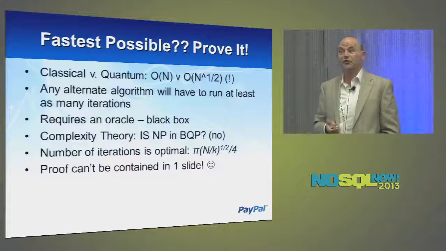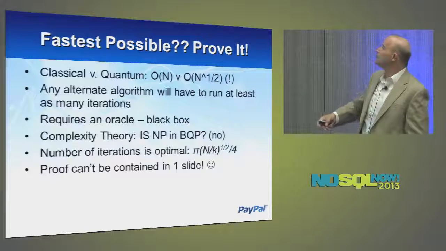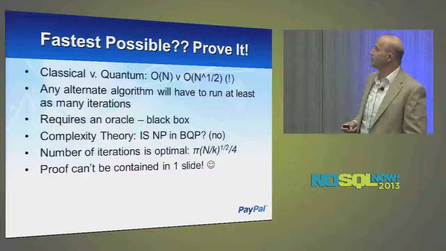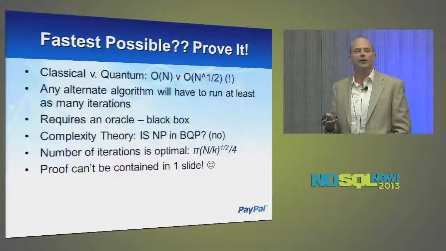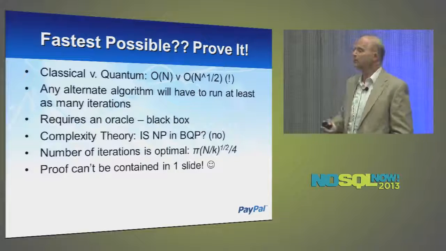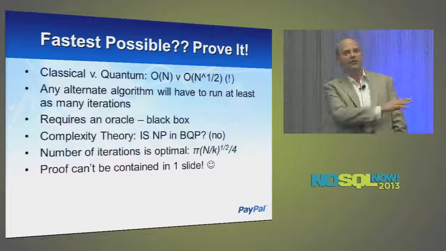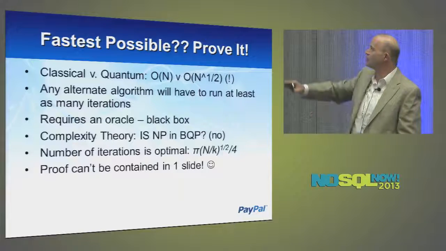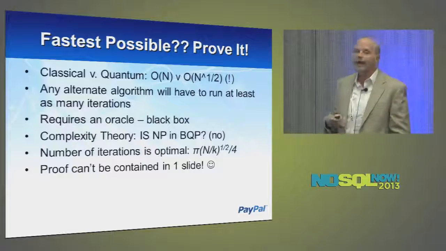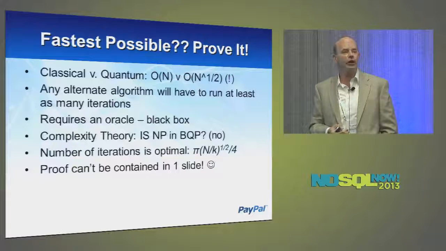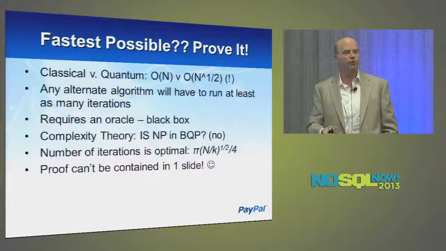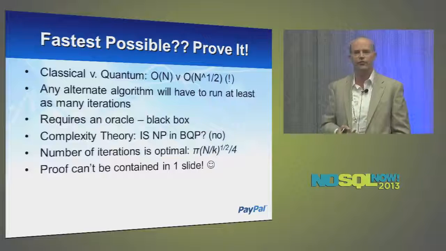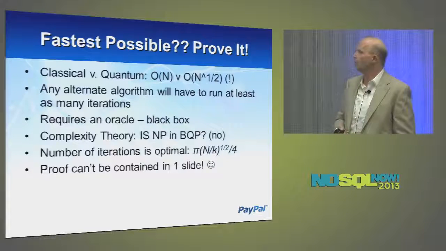It's actually true. That's exactly how it works. So once again, people ask me, so prove it. It's the fastest search, prove it. Well, one slide isn't going to contain that. This guy's going to be all over me if I try to prove it in this shorter period of time. But just to give you a flavor of the proof, any alternate algorithm will have to compute just as many iterations as Grover's does, and we can prove that, and therefore they're equivalent.